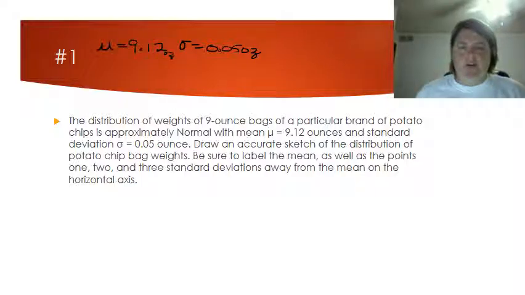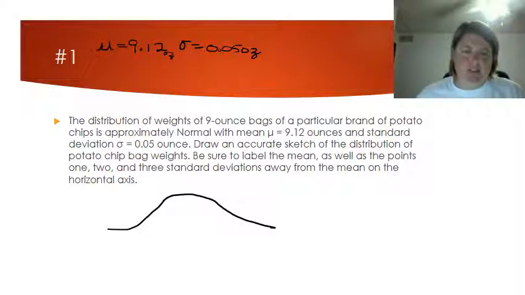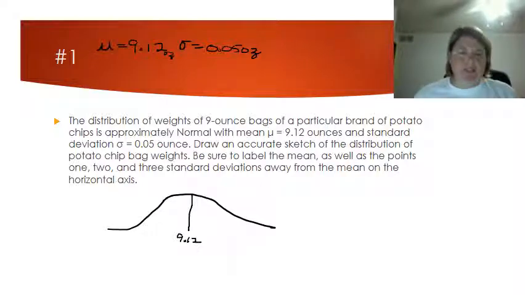Draw an accurate sketch of the distribution of potato chip weight. Be sure to label the mean as well as the points 1, 2, and 3 standard deviations away from the mean. So that's pretty much standard. Let's draw our curve. You just basically make a bell curve. In the middle is going to be your mean, 9.12. All right, then if we go 1 standard deviation, and usually it's about where the curve starts to flare out a little bit.